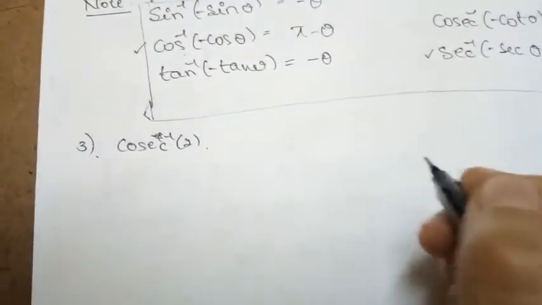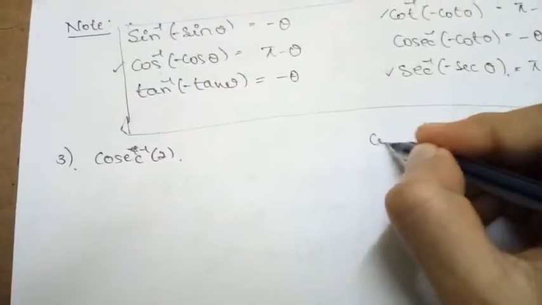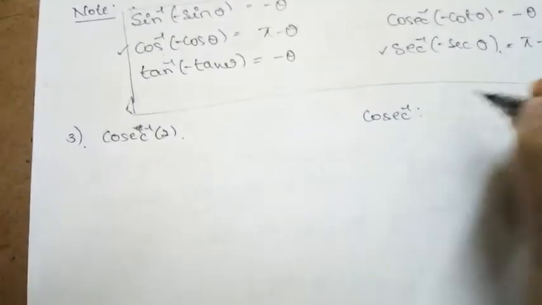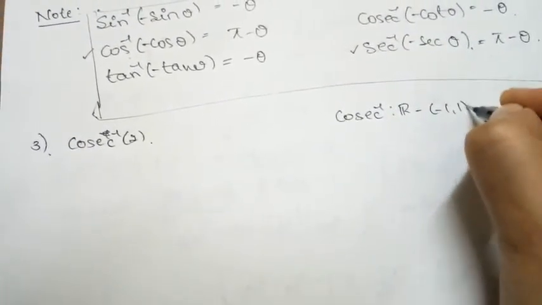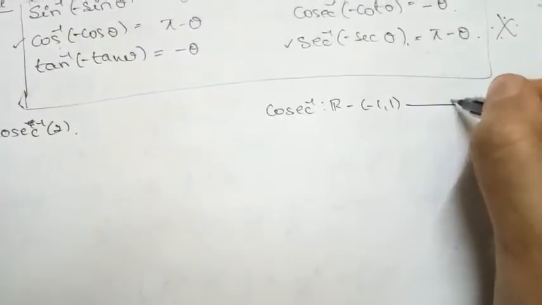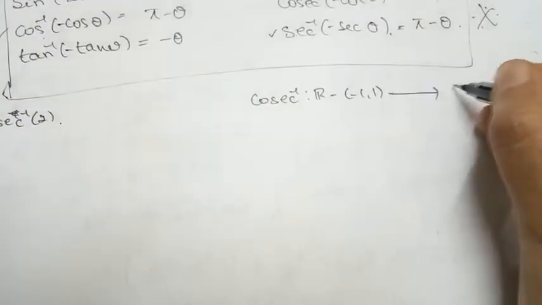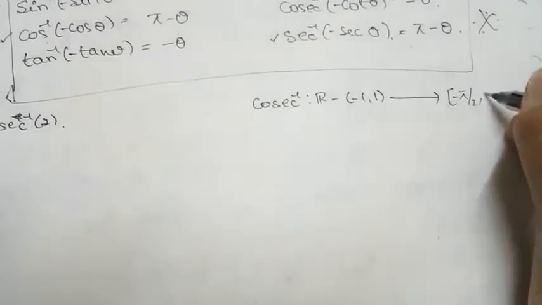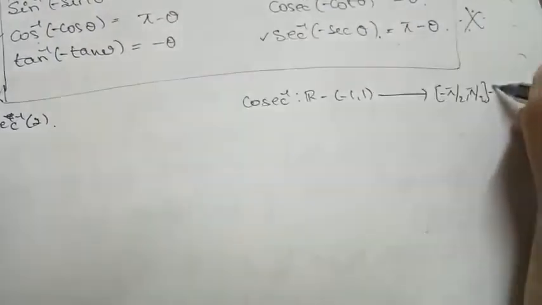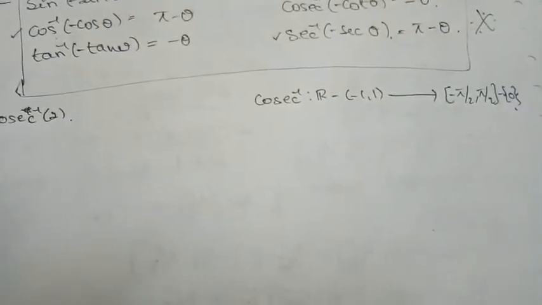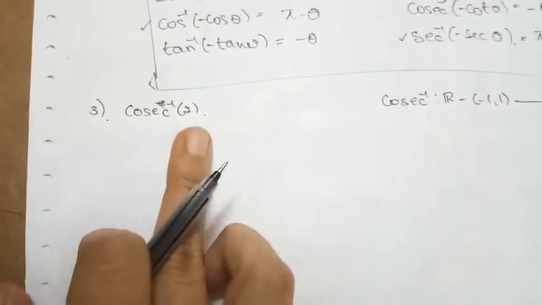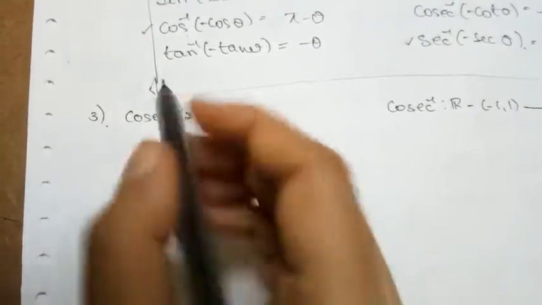Next is cosecant inverse of 2. Clearly, our cosecant inverse function's domain is the set of real numbers excluding the numbers from minus 1 to 1, and the range is minus pi by 2 to plus pi by 2 excluding 0. So this is the domain and principal value branch of the cosecant inverse function. Now, cosecant inverse of 2.